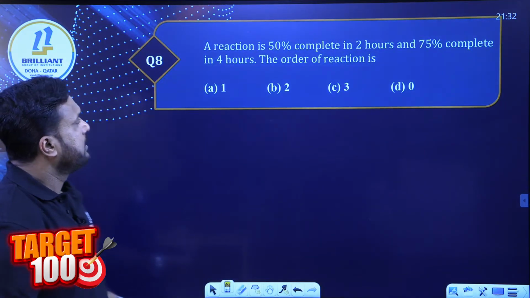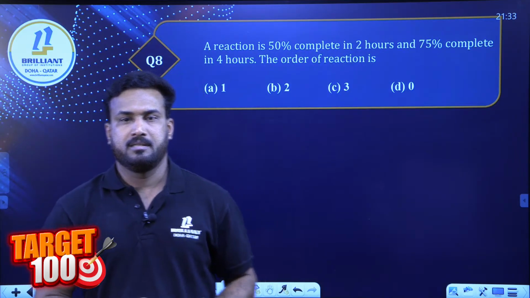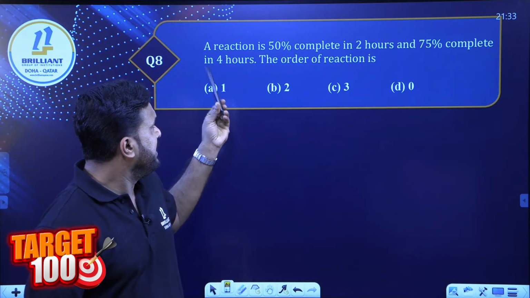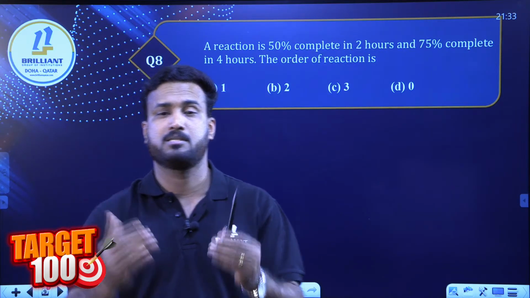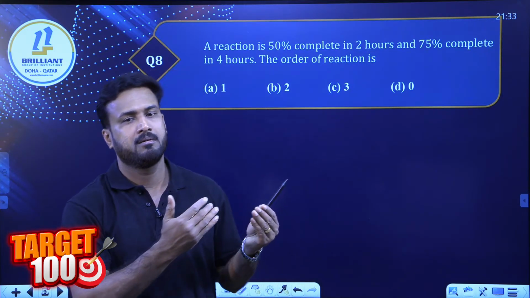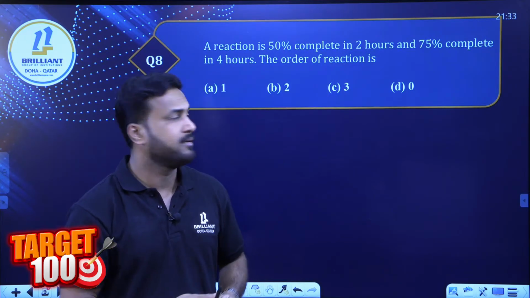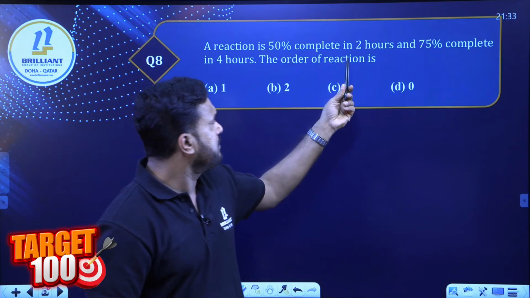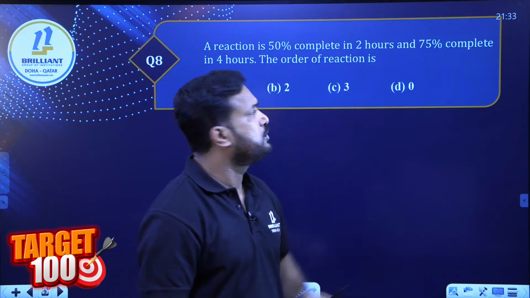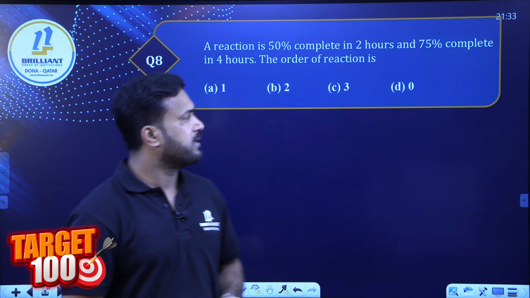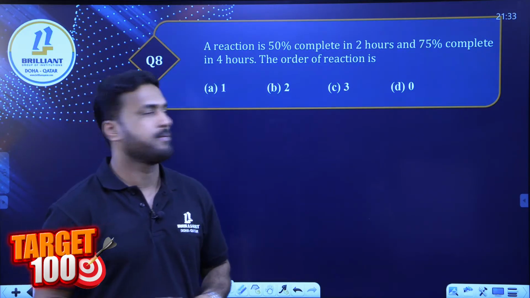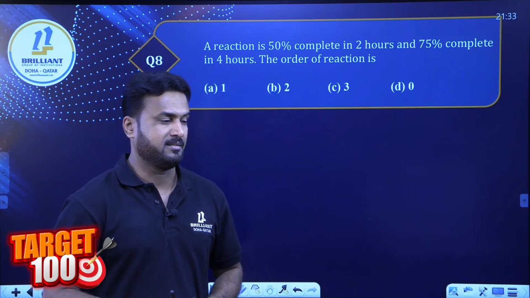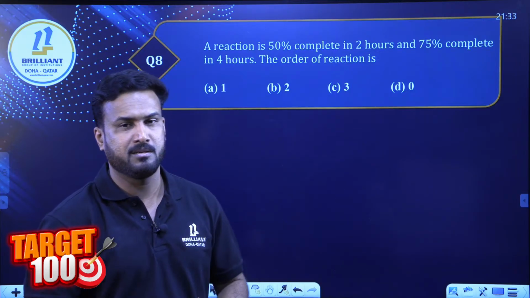See, question number 8. A reaction is 50% complete. 50% of the reaction means, you know that one, half-life period is what they are giving. 50% of a reaction is completed in 2 hours, and 75% is complete in 4 hours. The order of the reaction is. You can send the right answer.